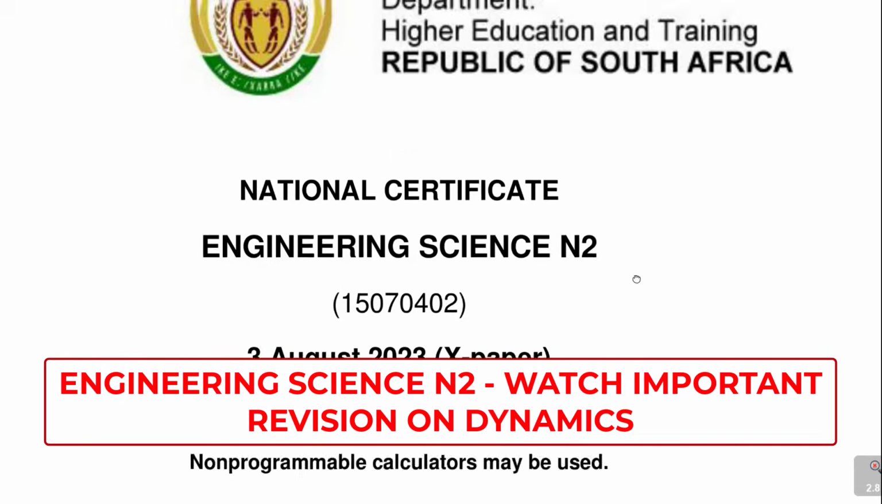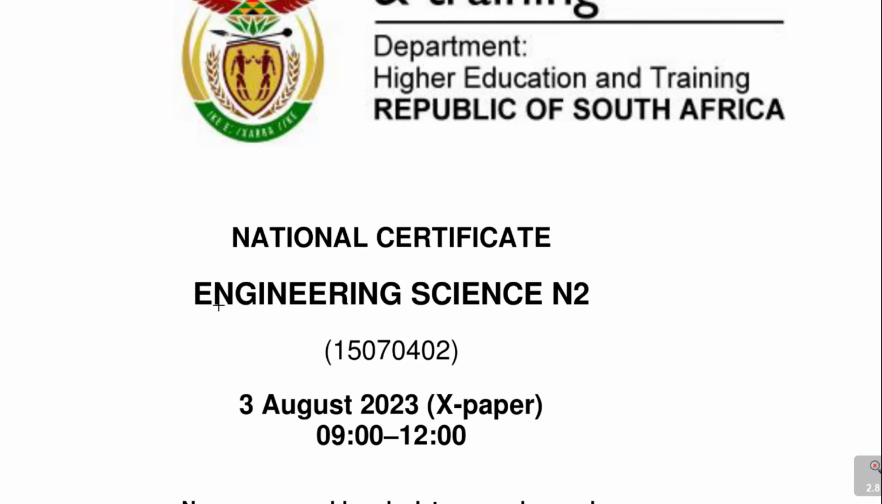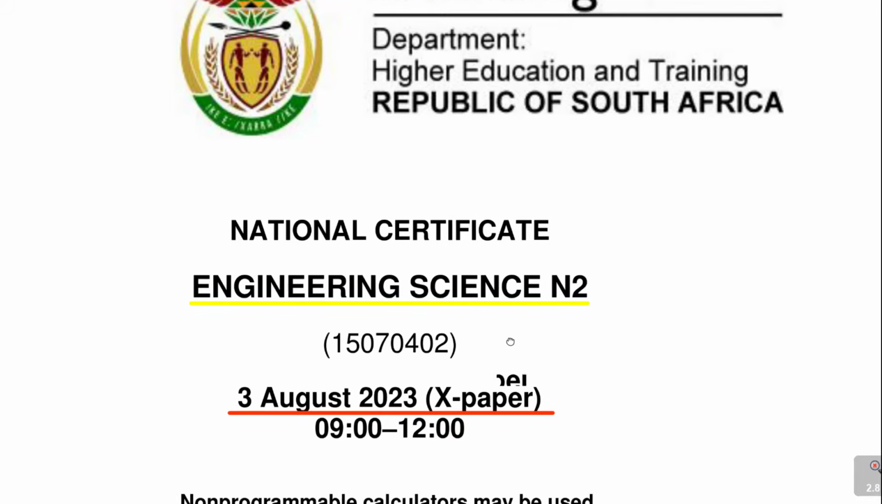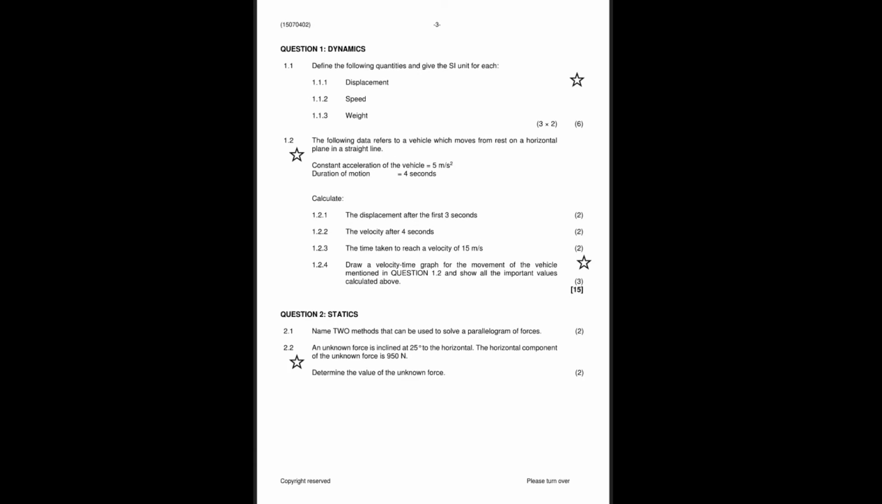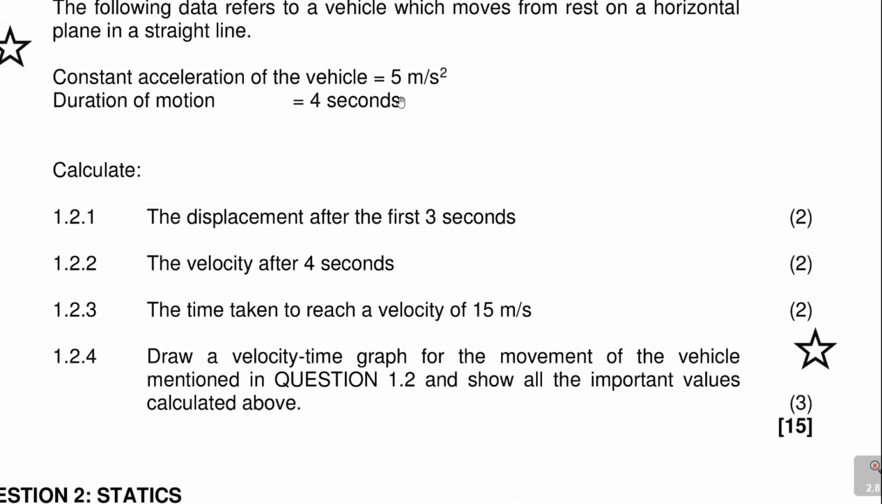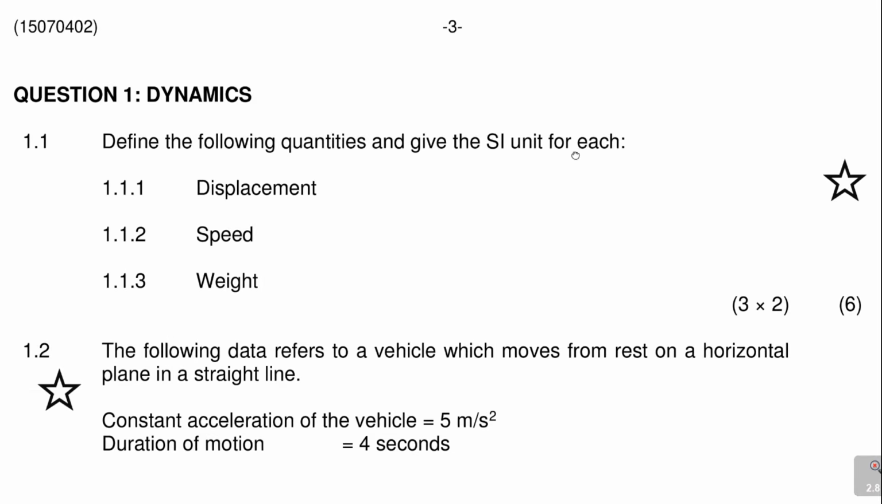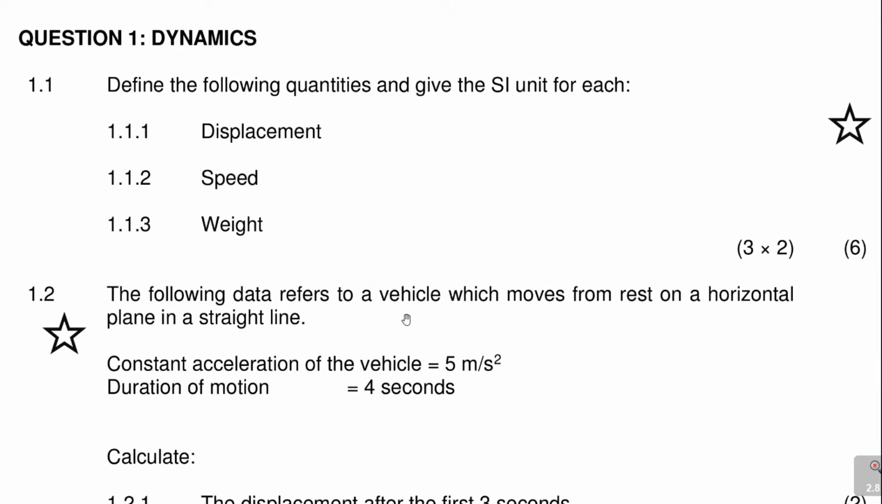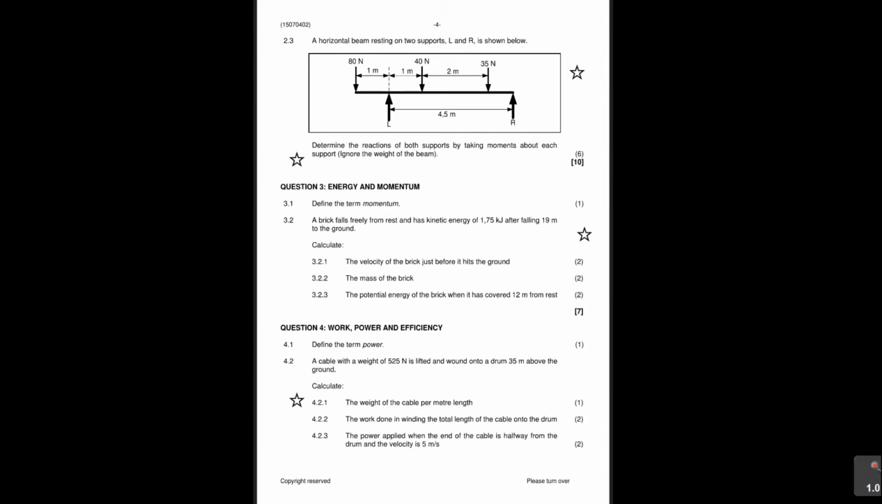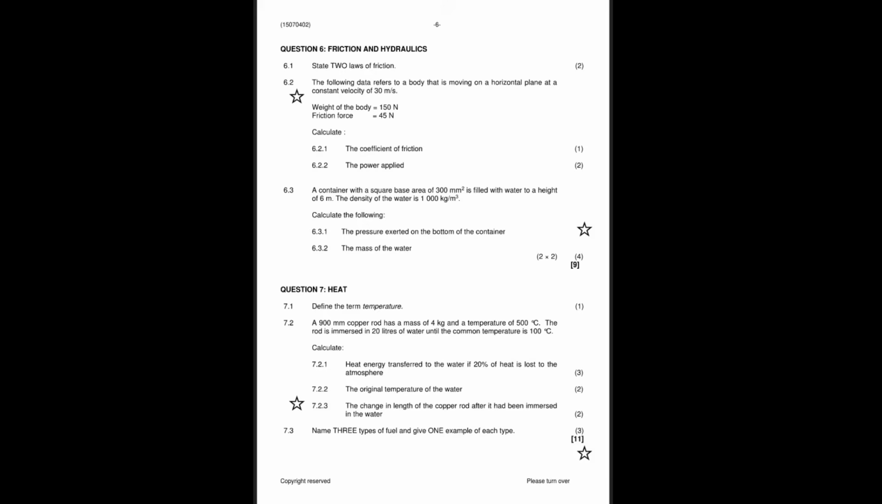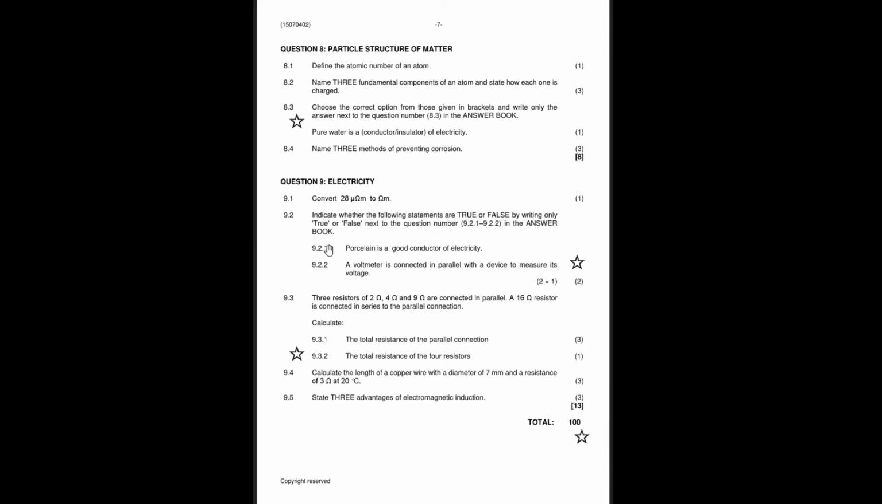And I'm using this paper here, the past paper, that is Engineering Science, which was written in August 2023. As I'm doing this, it is the latest paper. So I'm going to be revising with you and looking at some sections which are very important. I'm going to go through this paper with you, starting with dynamics, which is question 1, and then follow up with question number 2, statistics, and do the whole of this paper, all the way up to question number 9.